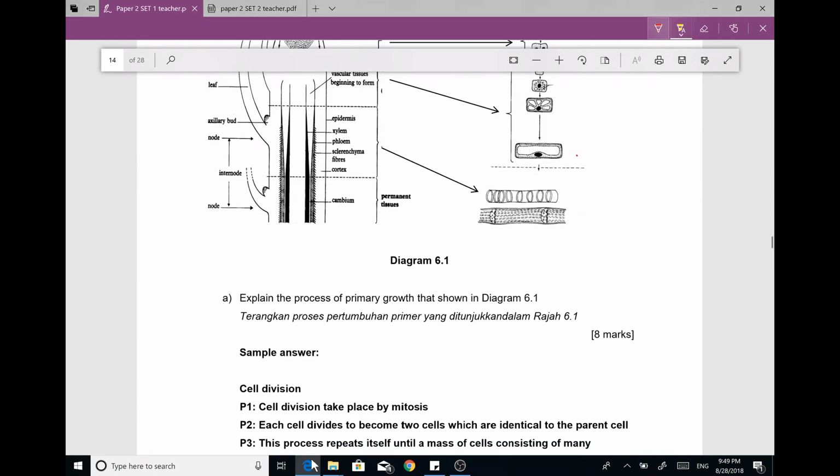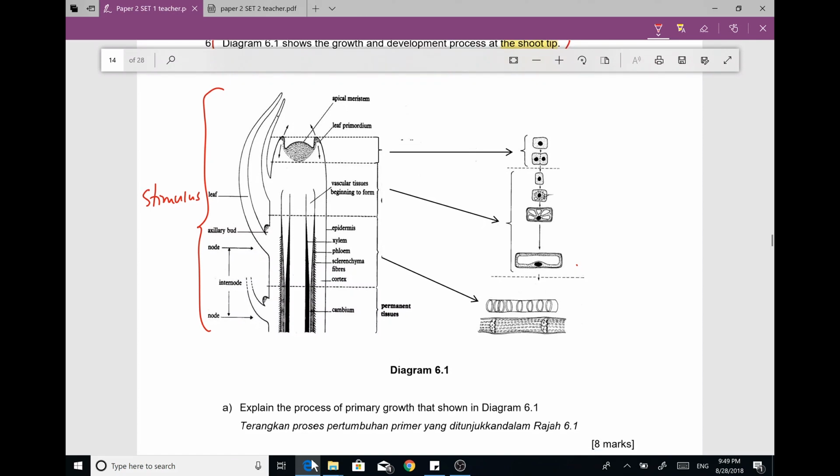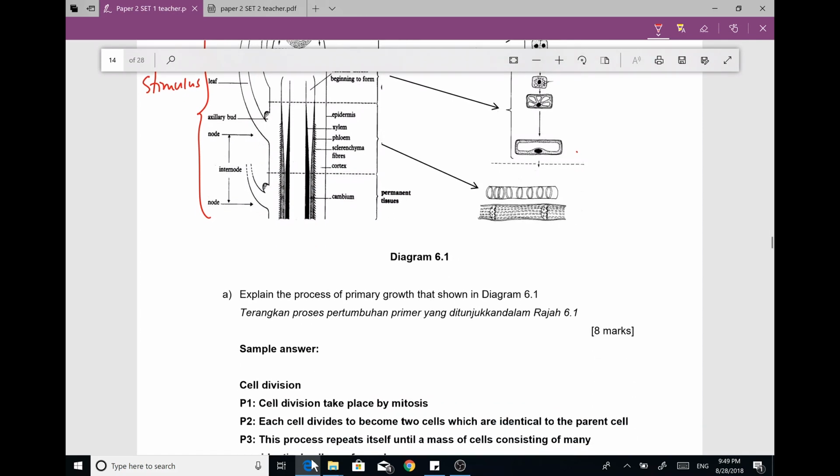And then the second component of the question would be the stimulus. In this stimulus, we are going to find useful information to construct our essay. And then the third component is the task word. In this case, it is explain. So we need to have a fact and some explanation.